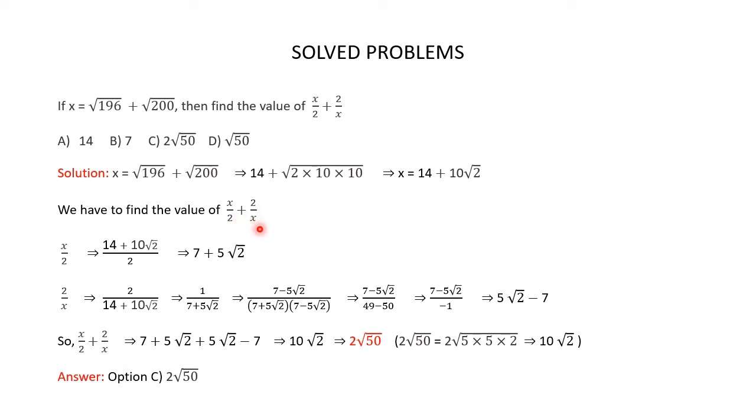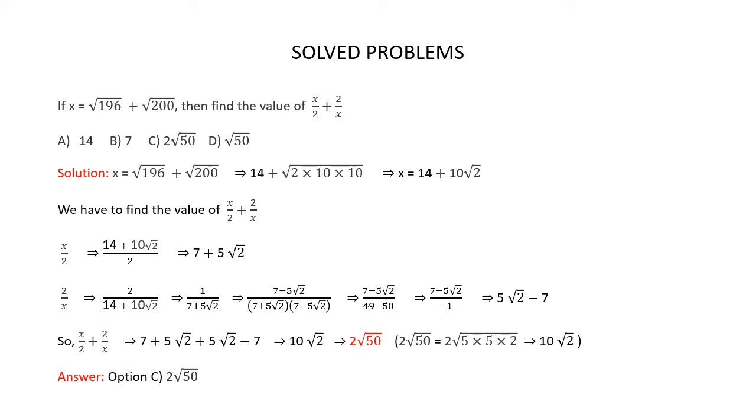Now you know the value of x as 14 plus 10 root 2. Now we'll substitute the value of x in this expression. So x by 2 can be written as 14 plus 10 root 2 divided by 2. Now 14 divided by 2 is 7. 10 root 2 divided by 2 is 5 root 2. So x divided by 2 is 7 plus 5 root 2.